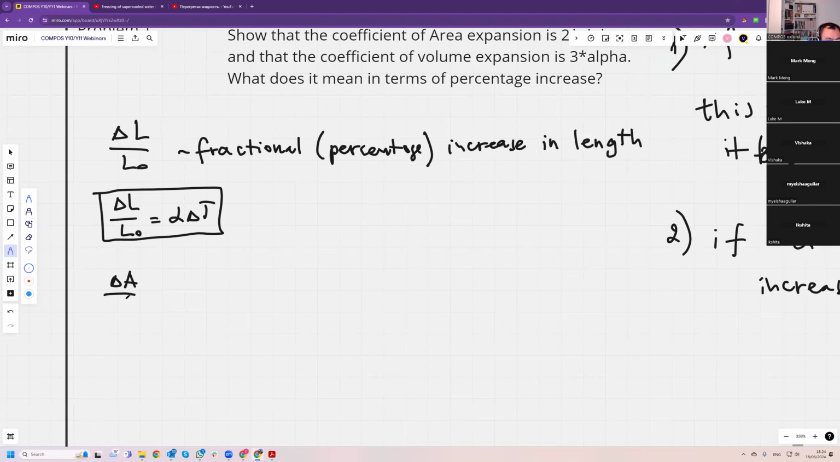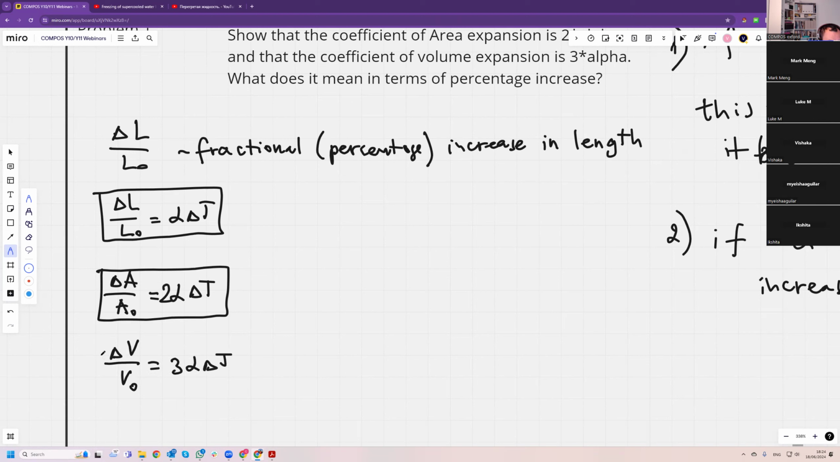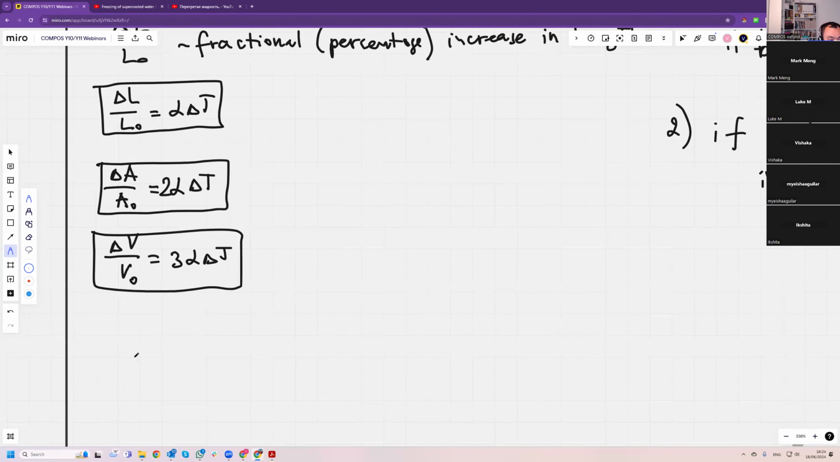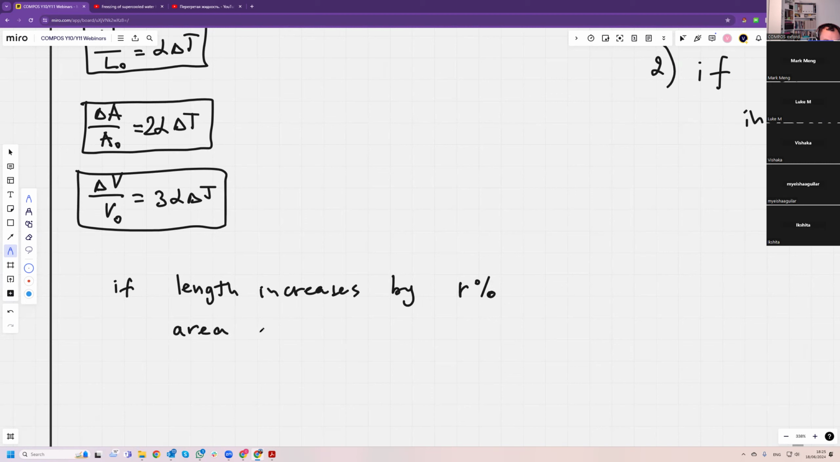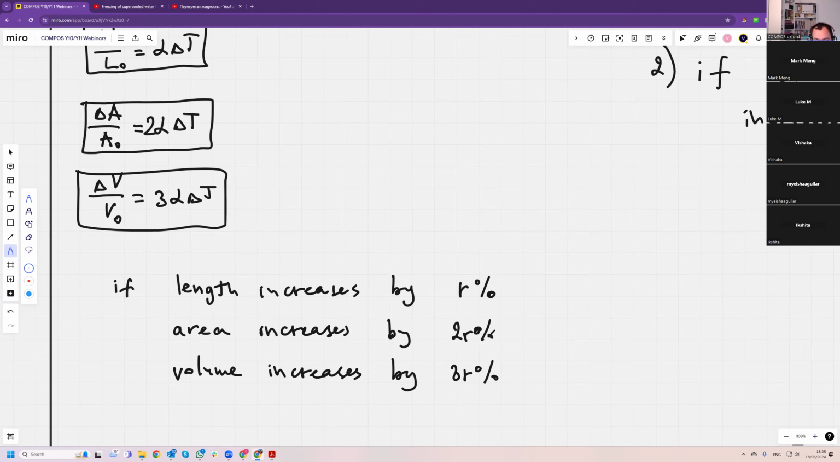Second, delta A divided by A0 is the fractional increase in area, which is 2 alpha delta T. And delta V divided by V0 is 3 alpha delta T. And if length increases by R%, area increases by 2R%, and volume increases by 3R%. Okay.